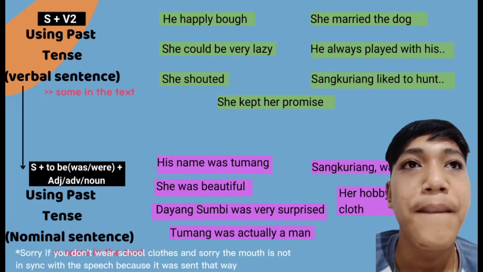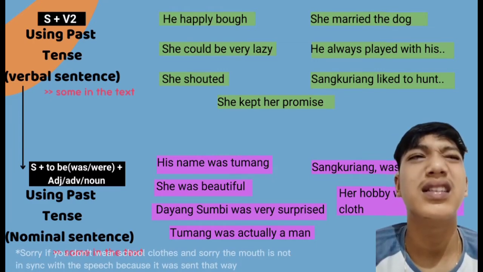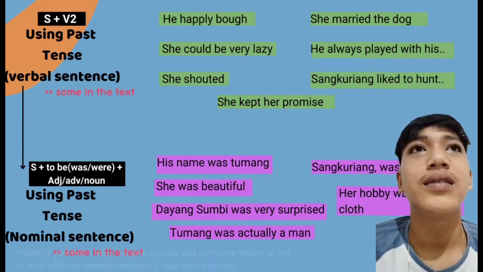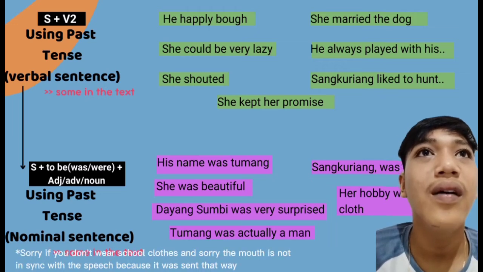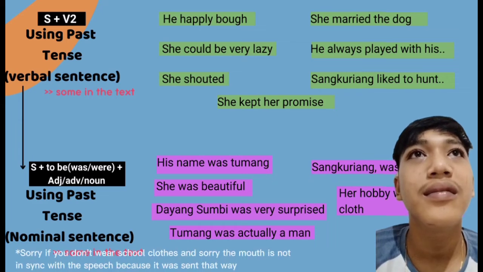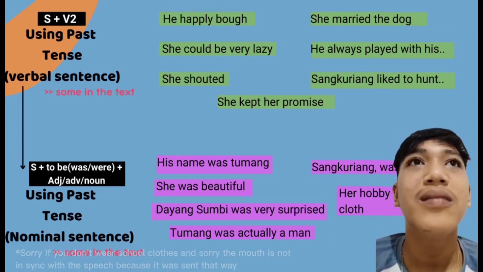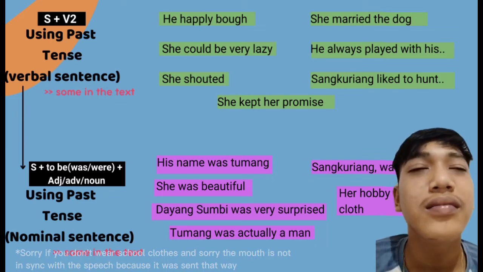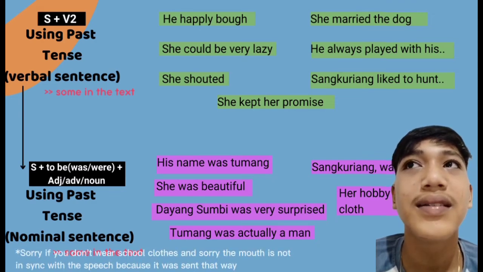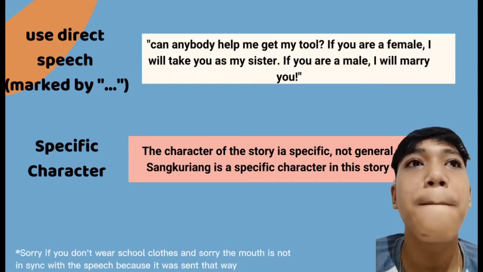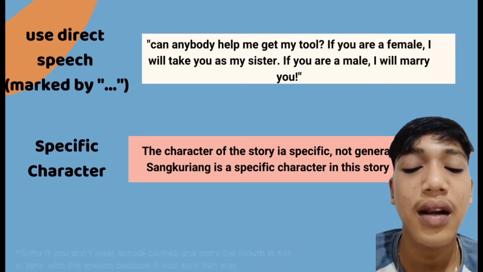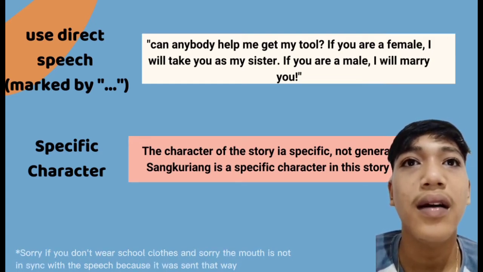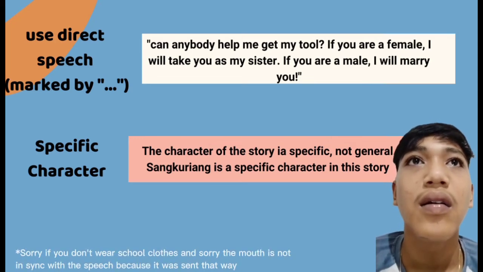His name was Tumang. She was beautiful. Dayang Sumbi was very surprised. Tumang was a man. Sangkuriang was her son. Her hobby was weaving. Can anybody help me get my tool? If you are a woman, I will take you as my sister. If you are a man, I will marry you.